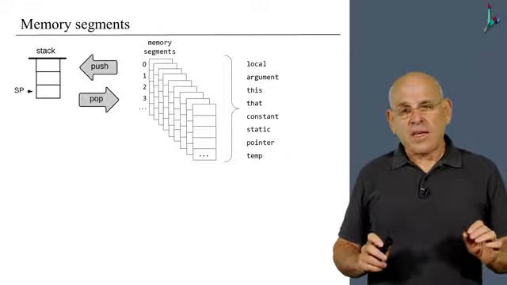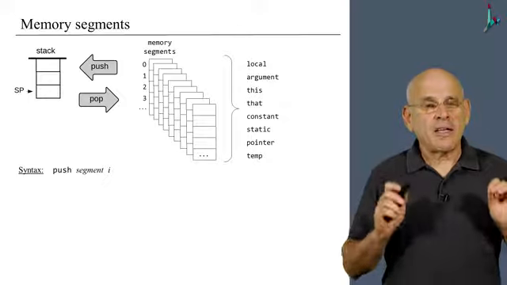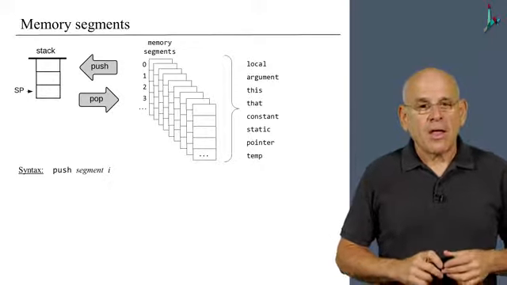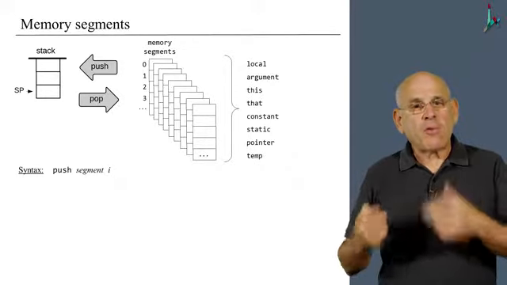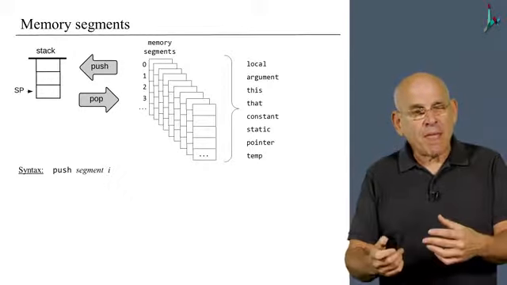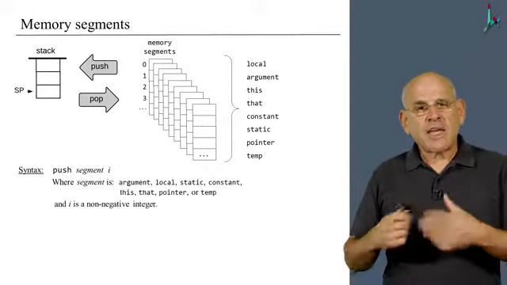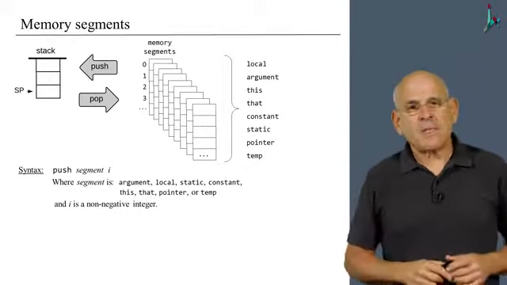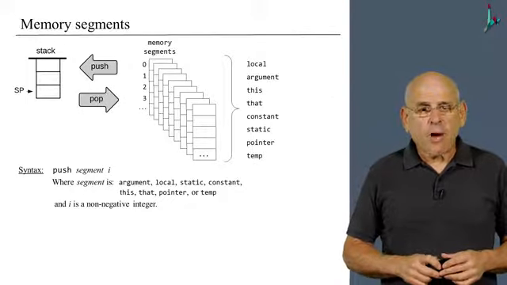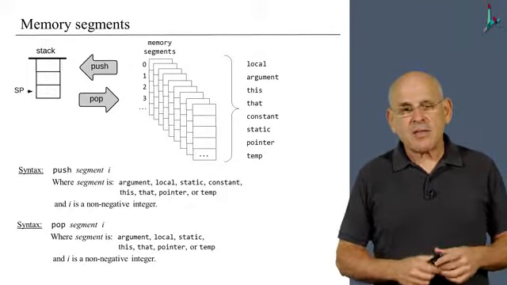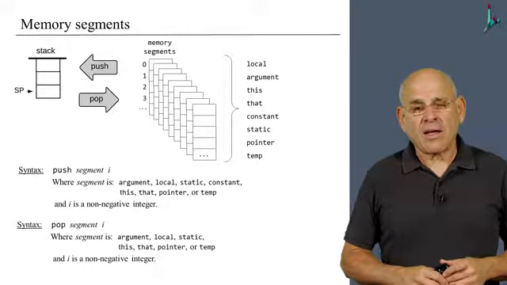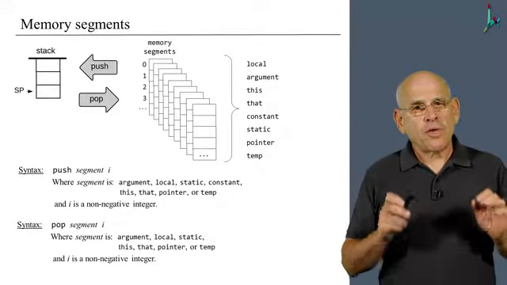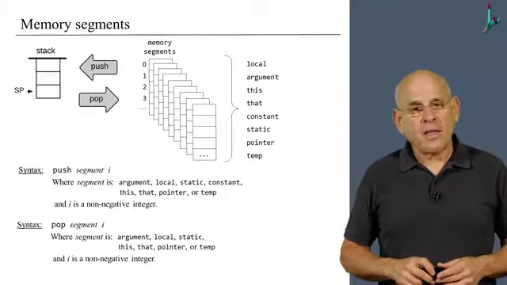Now, the good news is that all these segments behave exactly the same way once we are within the VM abstraction. You push a value into a memory segment by saying push memory segment name and index. The segment can be any one of these 8 segment names, and i is simply a non-negative constant. What about pop? Well, it's almost the same, with the exception that you cannot pop into the constant segment because it simply doesn't make any sense. All right, so these are the push and pop commands operating on the memory segments.